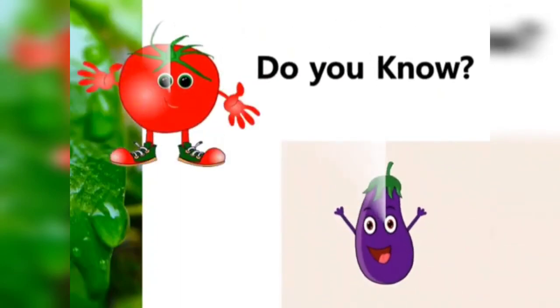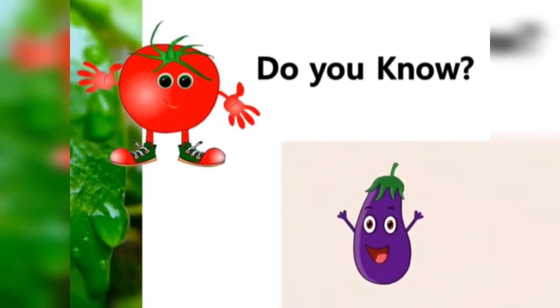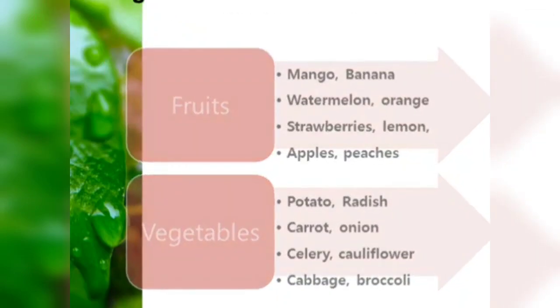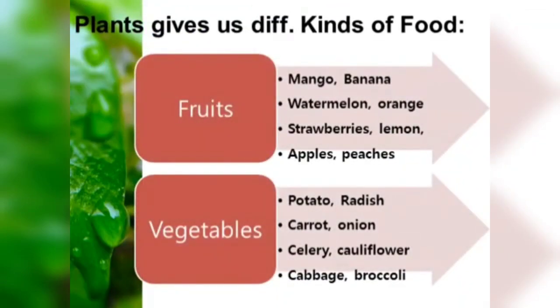Do you know one fact? Tomato and brinjal are fruits and not vegetables. Isn't it interesting? Plants give us different kinds of food. We get fruits and vegetables from plants.